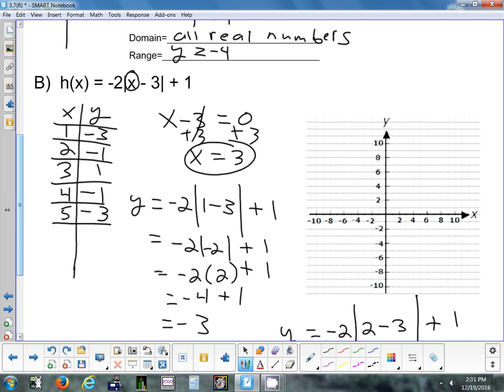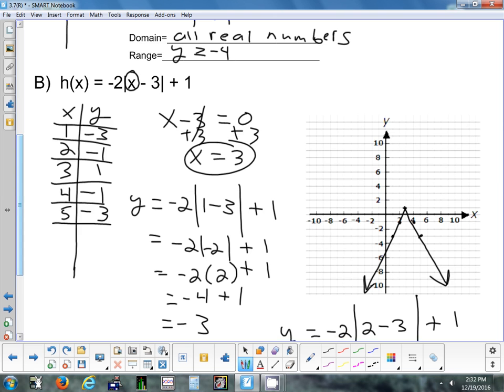So that time you had to do a little more arithmetic, but if you need it, you can always use your calculator. Graph your points and see what this one looks like: 1, -3; 2, -1; 3, 1; 4, -1; and 5, -3. What's a little different about this one? It's upside down. Is it still a V shape? It is, it's just flipped.